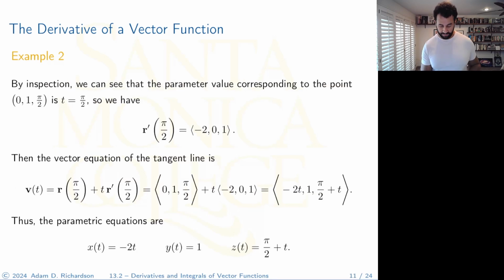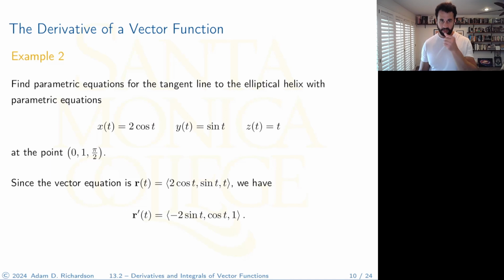So here we go. Looking at this point, we can tell by inspection that this occurs when t is equal to pi over 2. One thing I want to point out about this example is we were not given the t value, the parameter value, where we wanted to find the tangent. We were given the point in space. So we have to backtrack and say, if this is the point in space, what t value is associated with that point? Luckily for us, z of t is just the identity function. So right away we can see that t is going to be pi over 2.